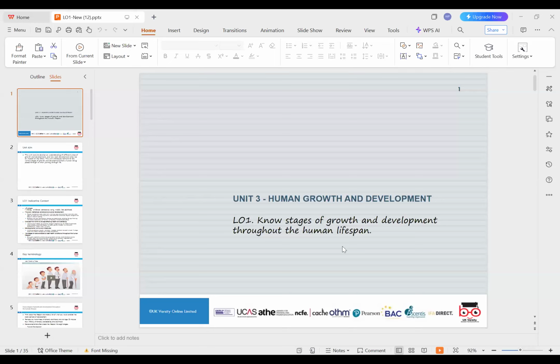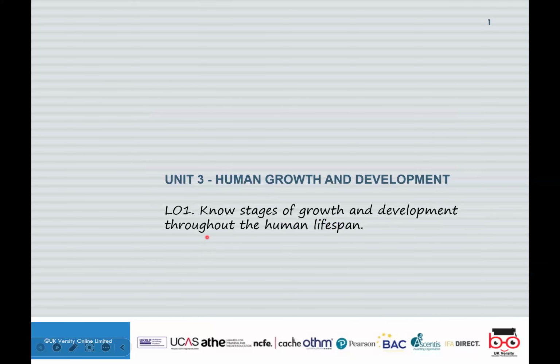So this is Unit 3, Human Growth and Development. We have learning outcomes, okay? So we have around 5 or 6 learning outcomes for this session. The first learning outcome is to know the stages of growth and development throughout the human lifespan.